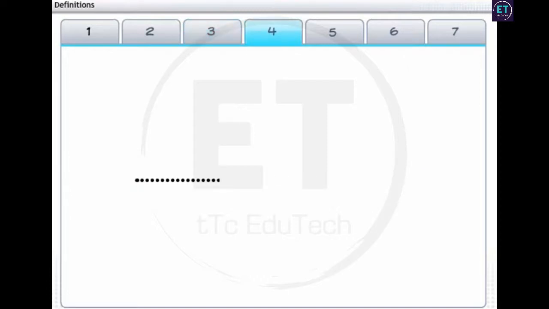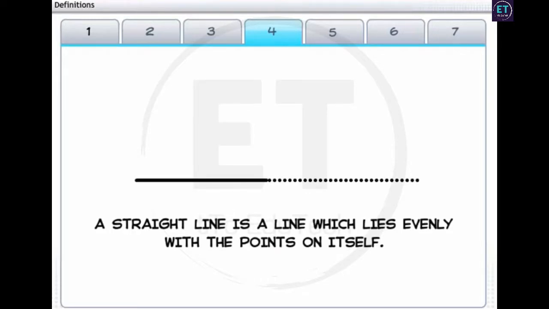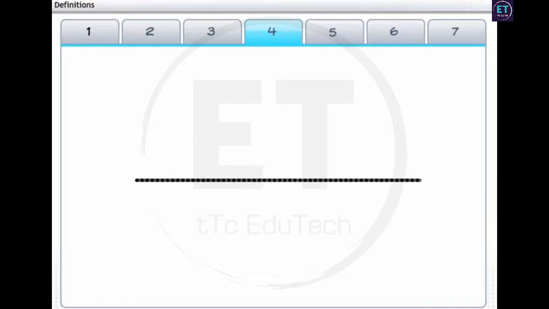The fourth definition says that a straight line is a line which lies evenly with the points on itself. Let's try to understand what this means. Although accurate interpretation is not possible, it can be imagined that a straight line is formed by a collection of points which lies evenly along the straight line.